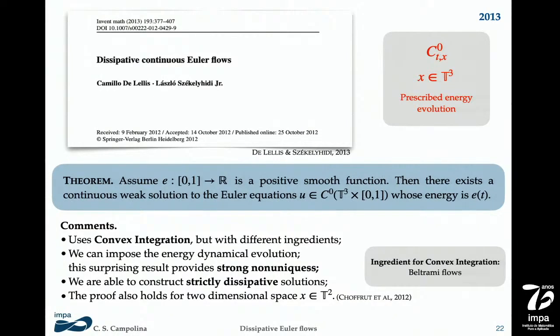Okay. So we can impose the energy's dynamical evolution, and this surprising result provides a strong non-uniqueness because now we don't have only two solutions, right? The 0 and another one. Now for any profile, we have a different solution, right? So there is a strong non-uniqueness. And now we are able to construct strictly dissipative solutions.